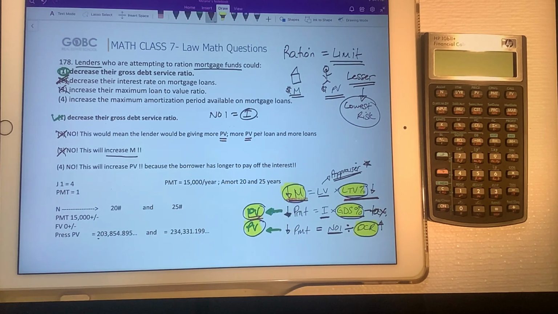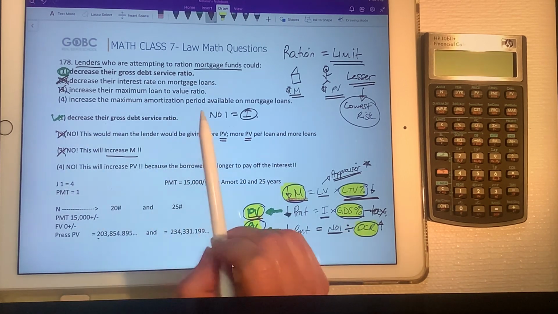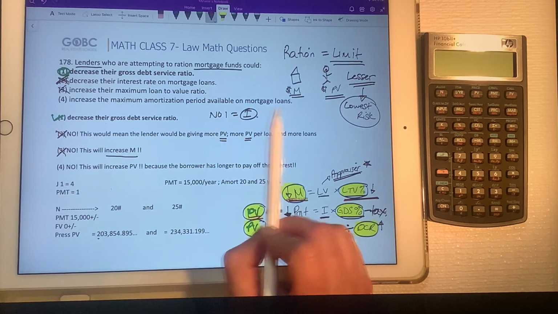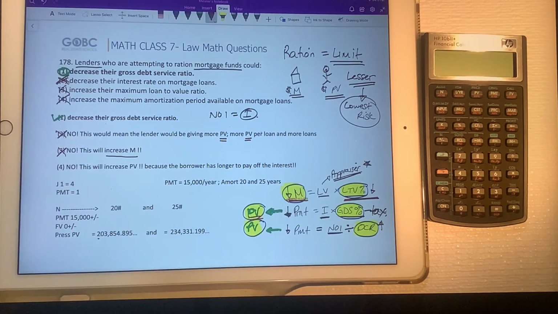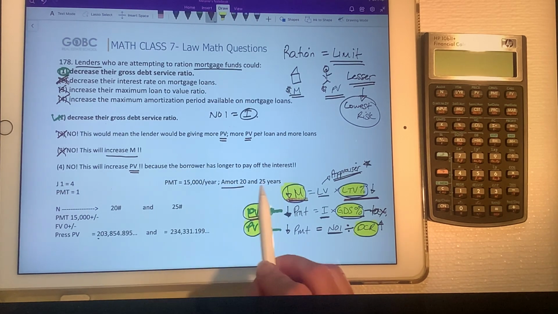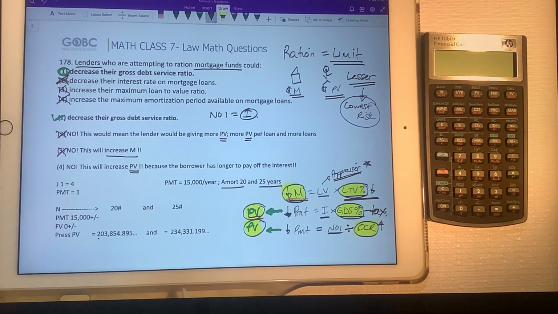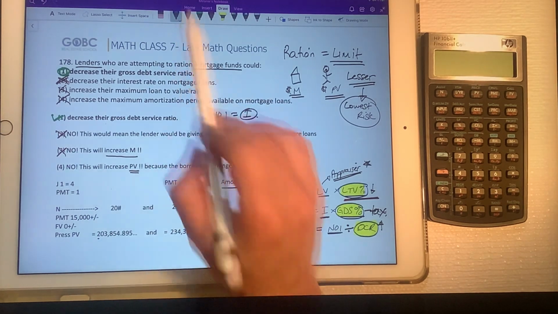And then number 4 says to increase the maximum amortization period that's available. So instead of changing one of these or changing the I/Y, they're now suggesting to change the amortization period on a mortgage loan. And that is not true, because this is actually going to increase the PV, because the borrower has longer to pay off both the interest and the principal when you increase from an amortization of 20 years to 25 years.